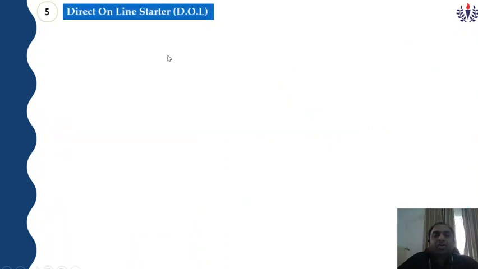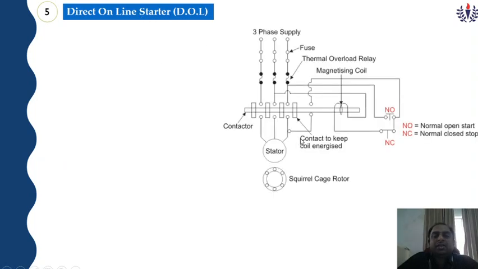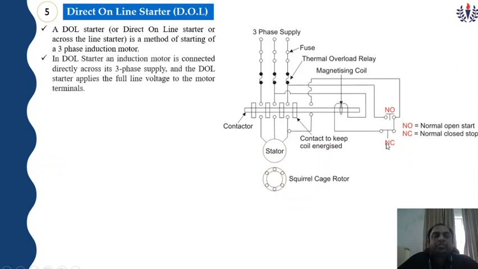5. Direct online starter. The short name we can say is DOL starter. In the starter there will be a magnetic coil, relay, the contacts, everything is available. There are two push button switches which we are using. One is normally open, another one is normally closed stop. And in the starter the induction motor is connected directly to the three-phase supply. The DOL starter applies the full line voltage to the motor terminal.